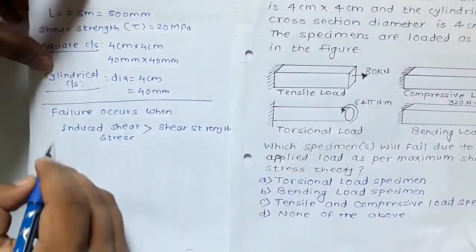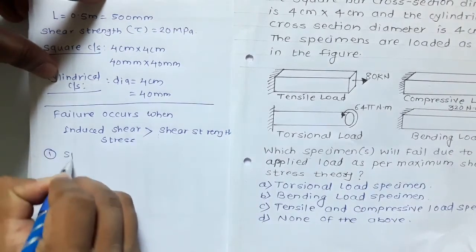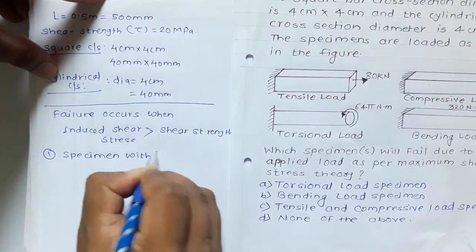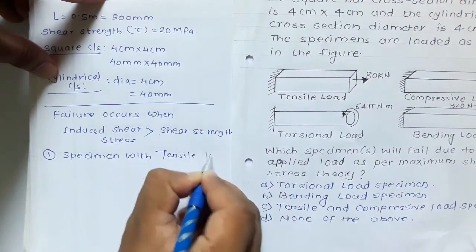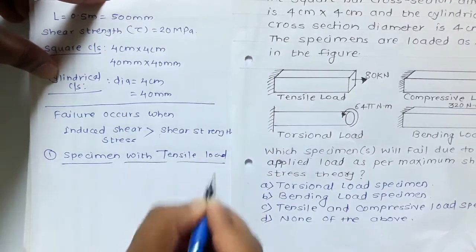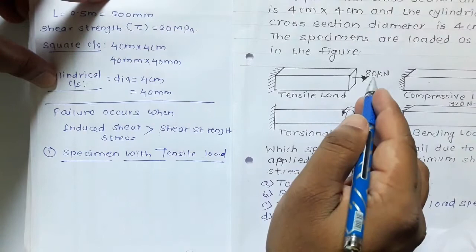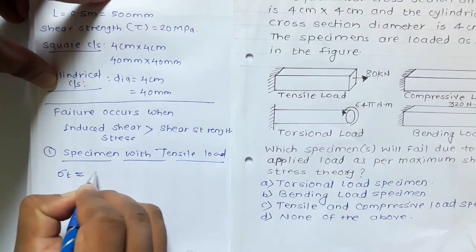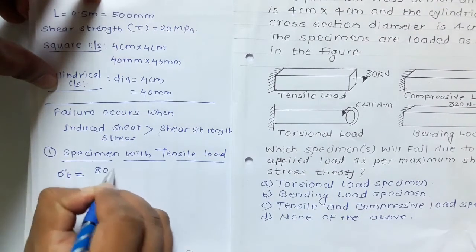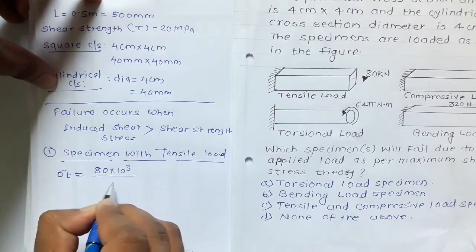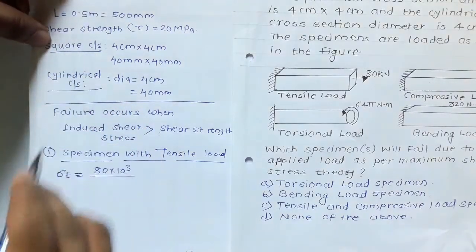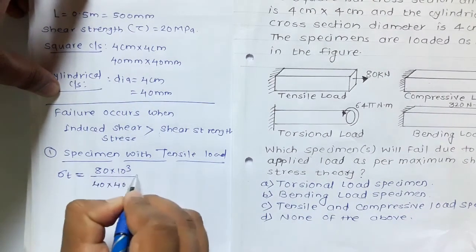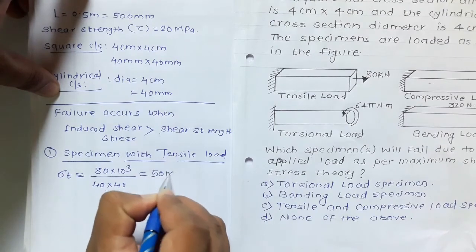So consider the first specimen, specimen with tensile load. So it is subjected to tensile load of magnitude 80 kN. So tensile stress will induce, and it can be calculated as P upon A. So P is 80 into 10 raised to 3 Newton upon area. Area of this square cross section can be calculated from this dimension, so 40 mm into 40 mm. So if you calculate, you will get the answer as 50 megapascal.